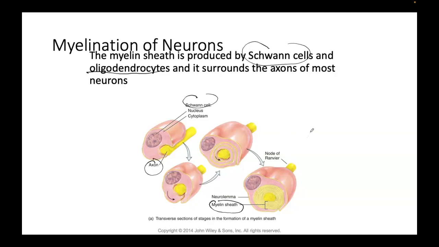Just think of any type of electrical cord that you have in your home that's plugged in. You never see the electrical wires because there's a covering on them. The covering is an insulator, right? But if that covering were stripped away and you could see the electrical wires and you touched them while plugged in, you could get shocked. So think of this myelin sheath as the protective covering on your electric cords, and the electrical wiring would be the axons.